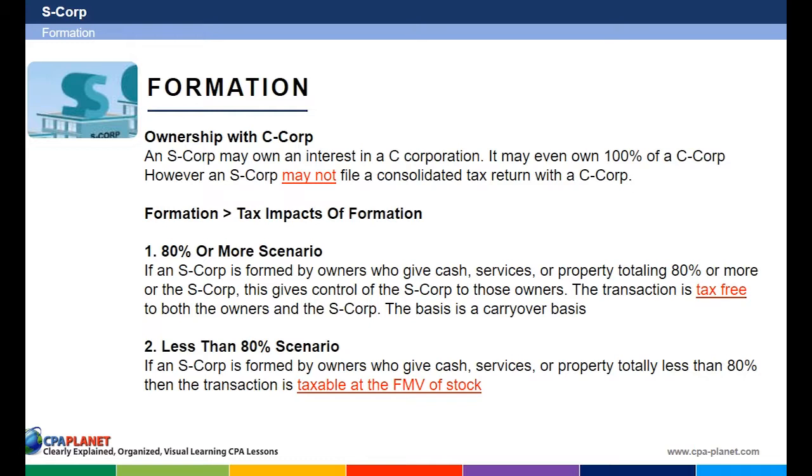Okay, tax impacts of formation. CPA exam loves this kind of thing. What happens when it's formed? What are the tax impacts? You've got the number one 80% or more scenario, which is actually similar to a C-corp. If an S-corp is formed by owners who give cash, services, or property totaling 80% or more of the S-corp, this gives control of the S-corp to those owners. This then becomes tax-free to both the owners and the S-corp. So you've got the 80% tax-free just like a C-corp. The basis is a carryover basis. Less than 80%, if you've got people who make up less than 80%, then the transaction is taxable at the fair market value of the stock.